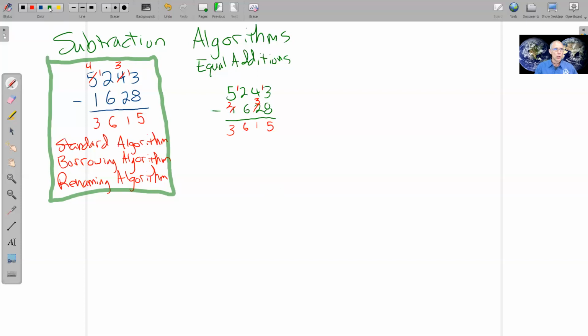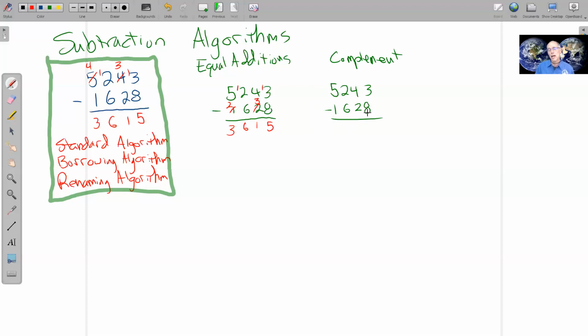Okay, so another method I used the other day was the complement method. So 5,243 minus 1,628. Subtract. So the way the complement method works is we make a compatible number to the bottom one, that's its complement. Complement refers, in this case, to the next higher place value. That's 1,000, so it'd be out of 10,000.